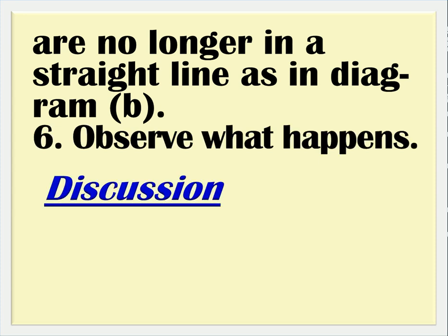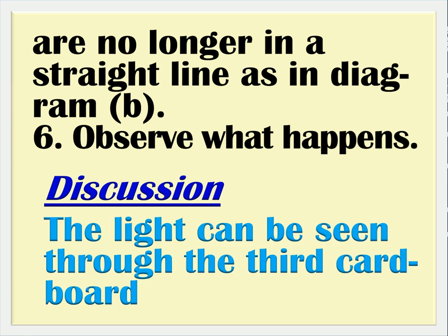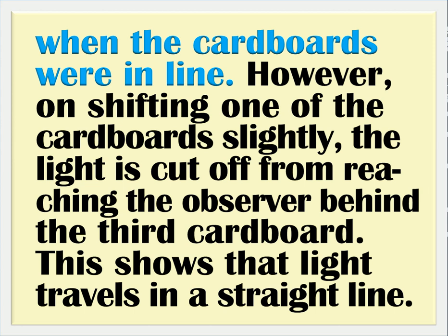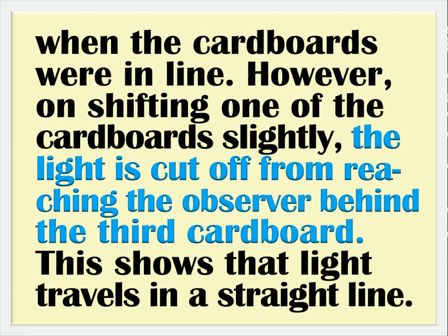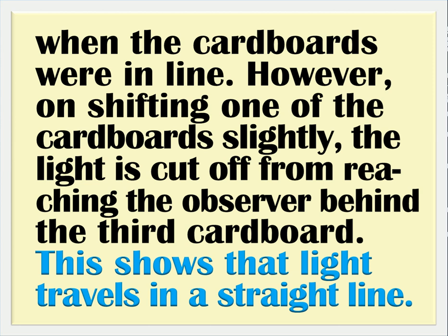Discussion. The light can be seen through the 3rd cardboard when the cardboards were in line. However, on shifting one of the cardboards slightly, the light is cut off from reaching the observer, behind the 3rd cardboard. This shows that light travels in a straight line.